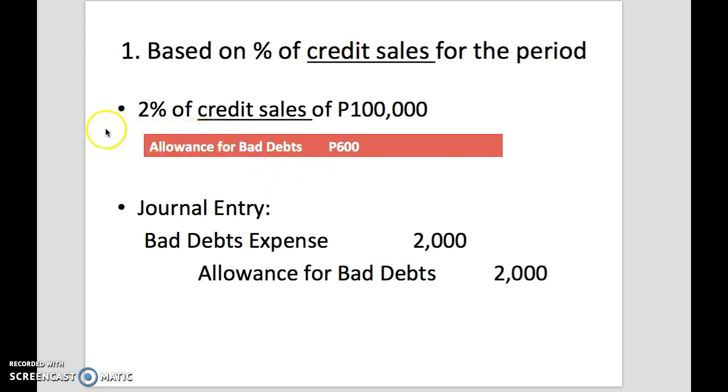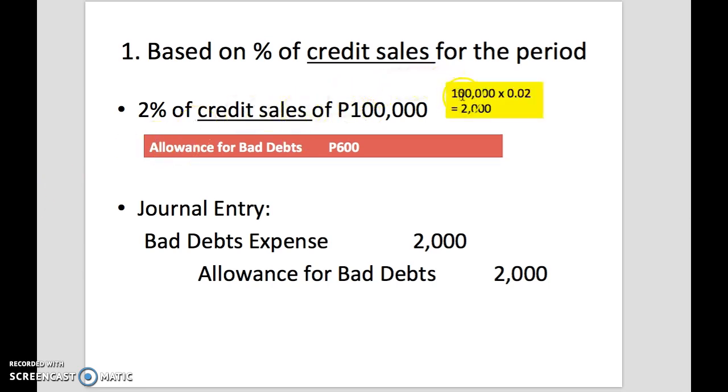If this is the scenario, the first step would be to calculate the 2% of the credit sales. So 100,000 times 0.02, or 2%, you'll get 2,000 pesos. This would represent the bad debts expense for the period. And when you record this, the journal entry would be debit bad debts expense 2,000 and credit allowance for bad debts 2,000.